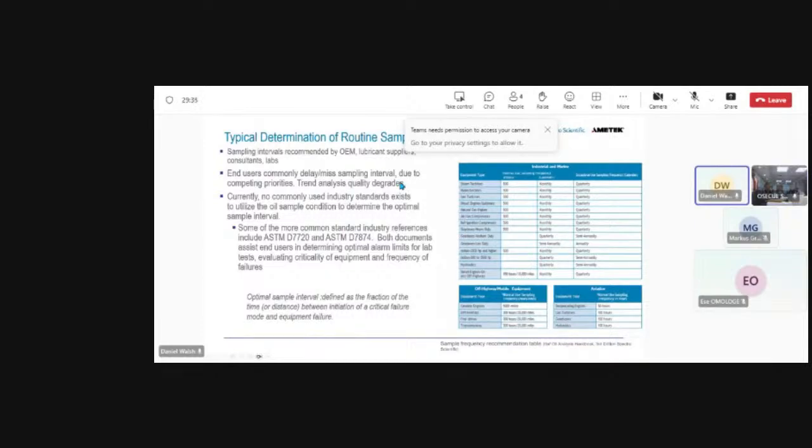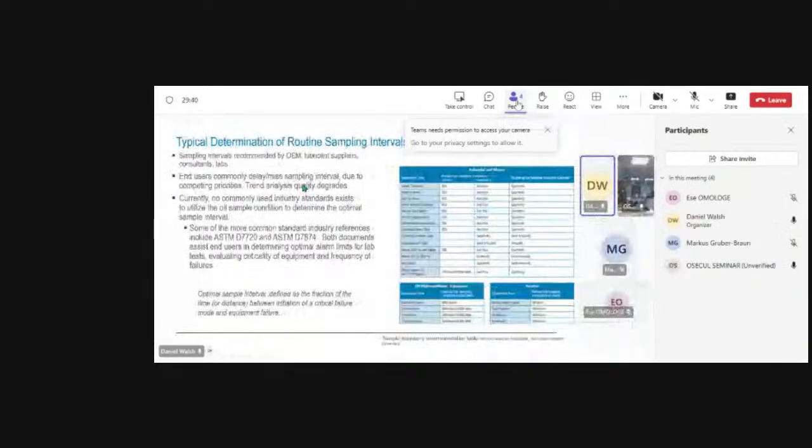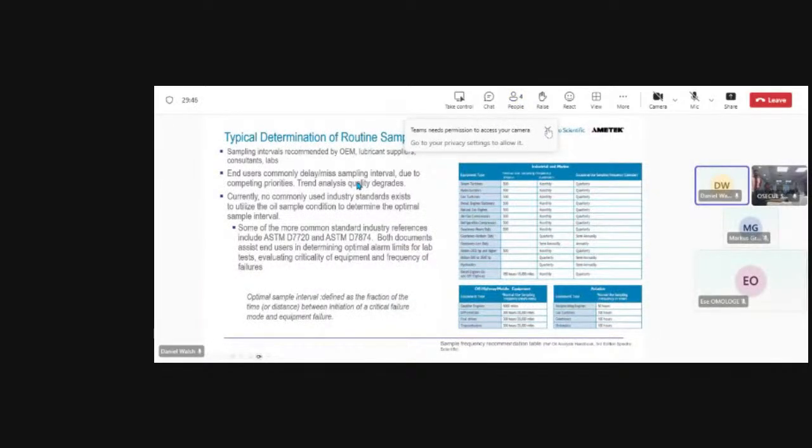Maybe the guys that are doing the sampling are not in today because they took a holiday, or sometimes they're busy with other projects. Long story short, the trend analysis quality degrades when you are mixing and matching. And there are currently no commonly used industry standards to utilize what's known as the optimal oil sample interval. There is no way to do that. That term is a true term. It's defined as the fraction of time or distance between the initiation of a critical failure mode and an equipment failure mode.